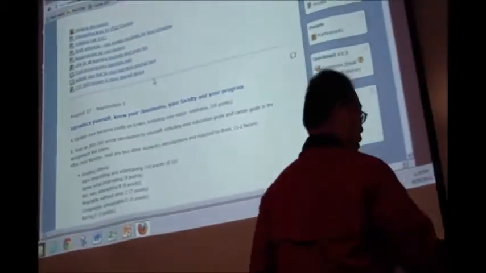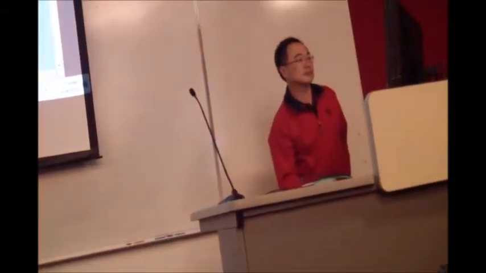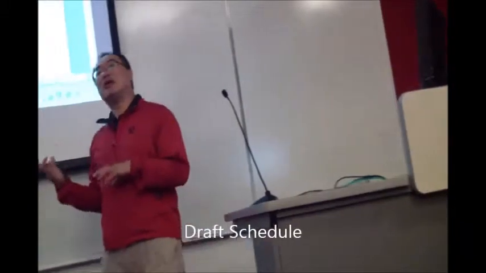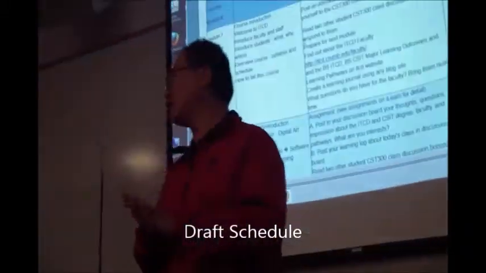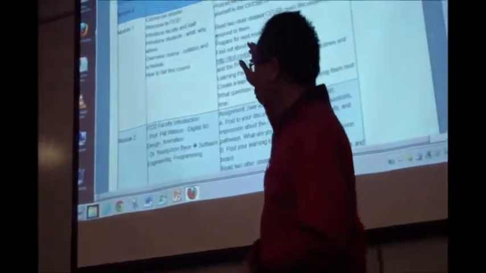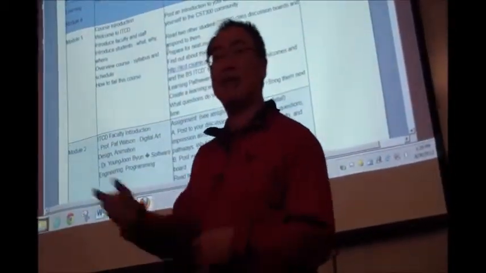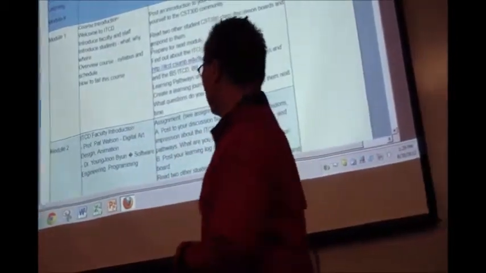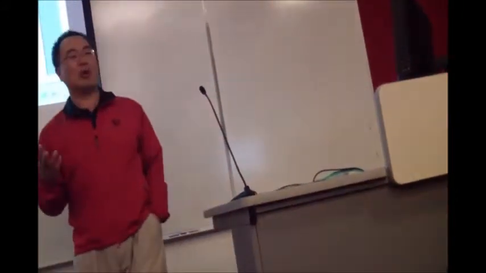So let's take a look at the schedule. This is a draft schedule, so I probably will change and modify it along the way. But the idea is that week 1, this is now, we introduce the basic structure of the class and get to know our classmates. Second week, we're going to start inviting faculty to come. We probably will have about 6 to 7 faculty. For example, this is our plan. We probably will change it.